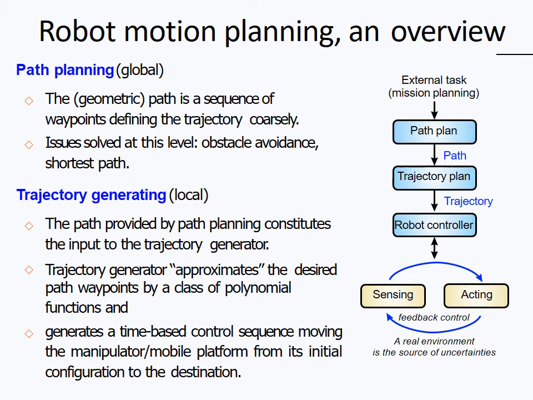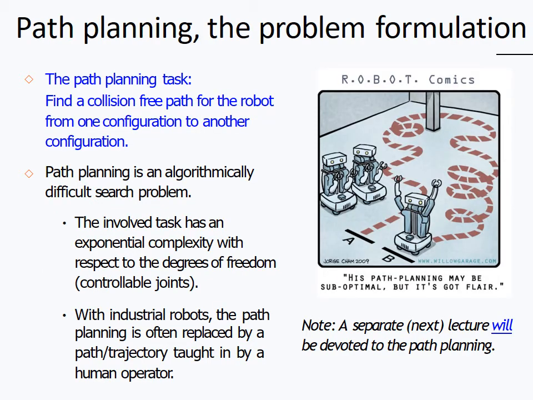This is the robot motion planning, or path planning. Path planning task: find a collision free path for the robot from one configuration to another configuration. We can use any different kind of areas between these two, that is A to B. So path planning is an algorithmically difficult search problem. The involved task has an exponential complexity with respect to the degrees of freedom. This is also dependent on the DOF.